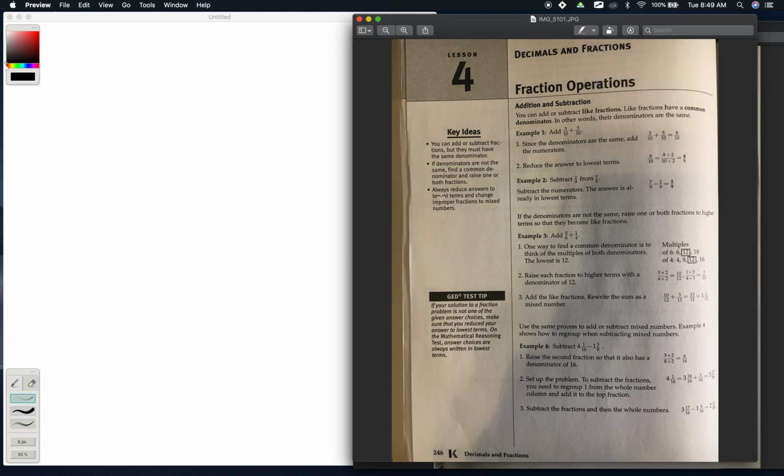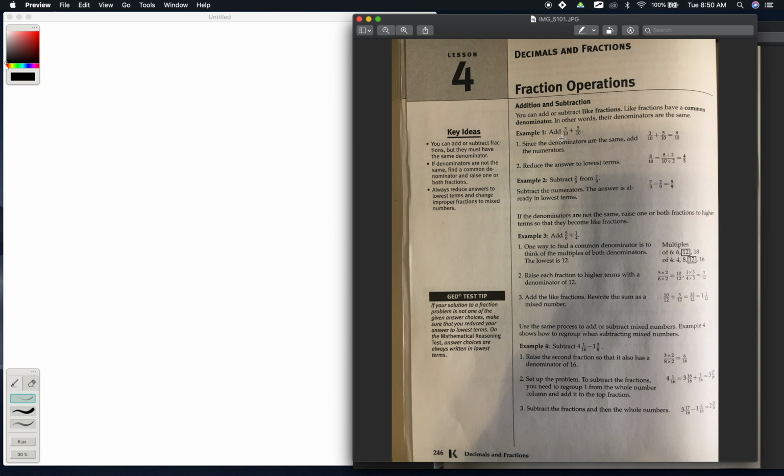So last one here. Always reduce answers to lowest terms and change improper fractions to mixed numbers. Okay, so this is a mixed number here, 4 and 1 over 16. An improper fraction, for example, is, see how there's 3 over 10 right here? If that was, for example, 12 over 10, that would be an improper fraction. Anytime the top number is higher than the bottom number, that's an improper fraction.